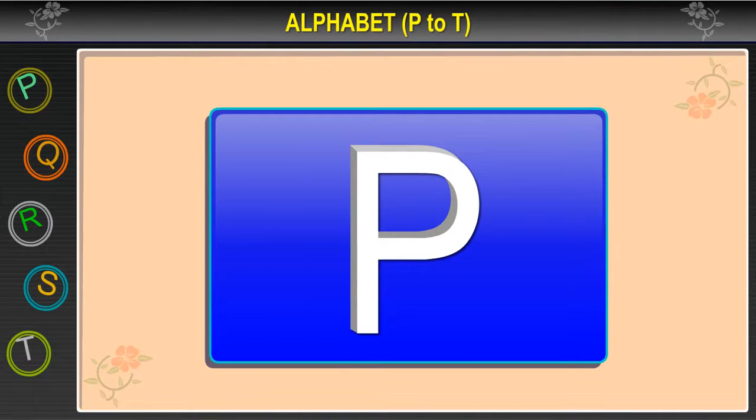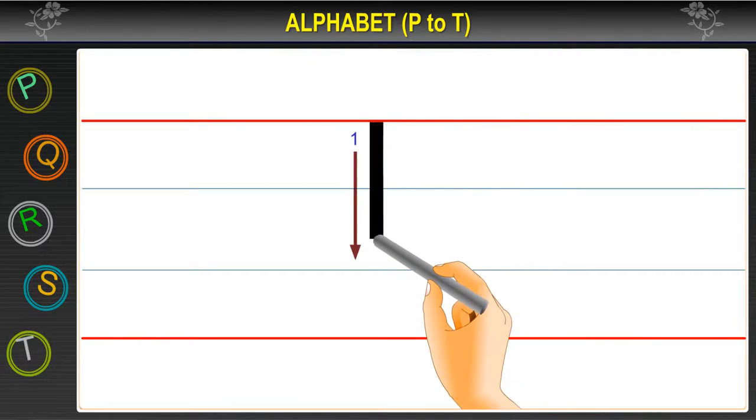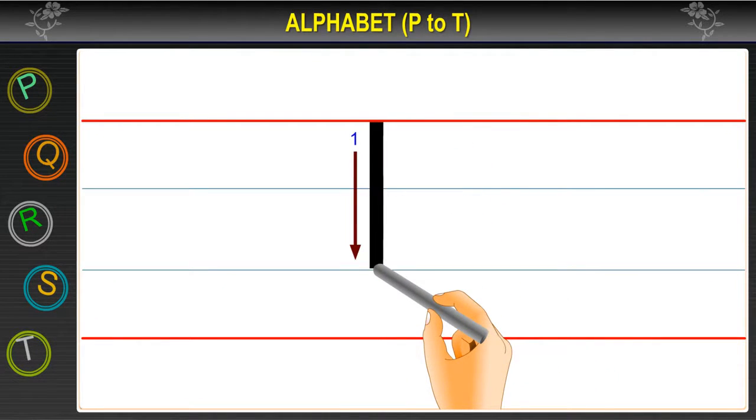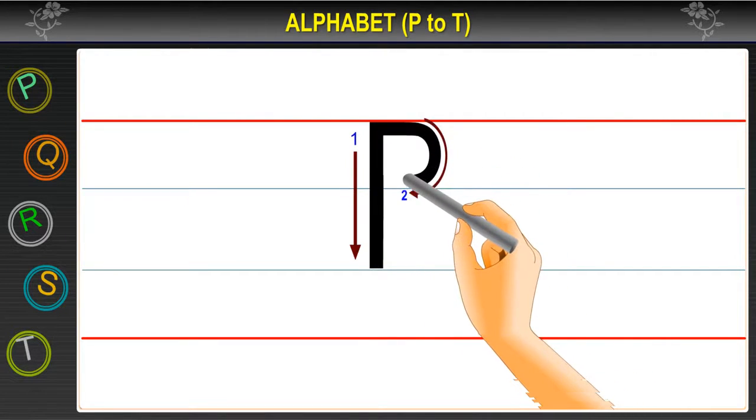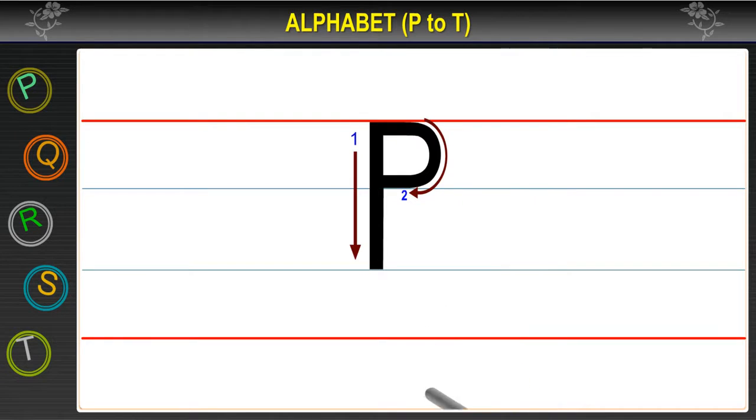Capital P. Draw a standing line from first red line to second blue line. Draw a left curve from top of the standing line to middle of the standing line. This is capital P.